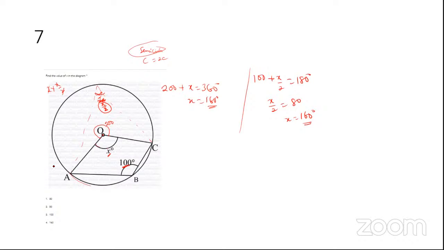Okay, so let's go to the next question. The answer to x is 160. Let me just explain it again. This one is circumference here. This is center. It will be facing the same arc with the center. So this 100 is facing this arc, so the center will also be facing that. That's 200. And once this one is 200, you can just add 200 and x to give us 360, so x is 160. So that's the next question.